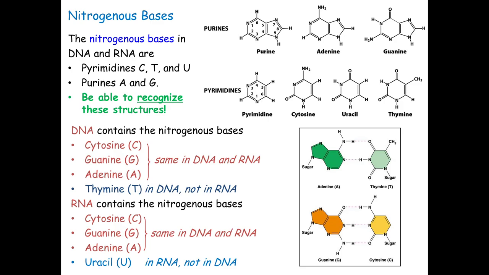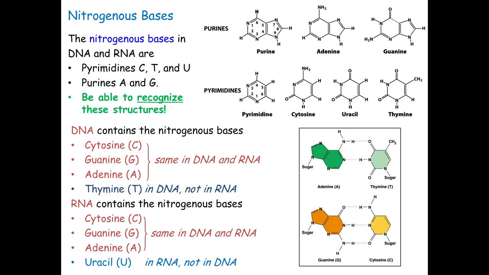Well, thymine has a methyl group. The word methyl almost looks like the name of thymine. Rearrange the letters a little bit, we're missing a couple, but it looks nothing like the word uracil. So if you can't remember which one has the methyl group, the word methyl looks a lot more like thymine than it does the word uracil. And so you can tell all five of those apart.